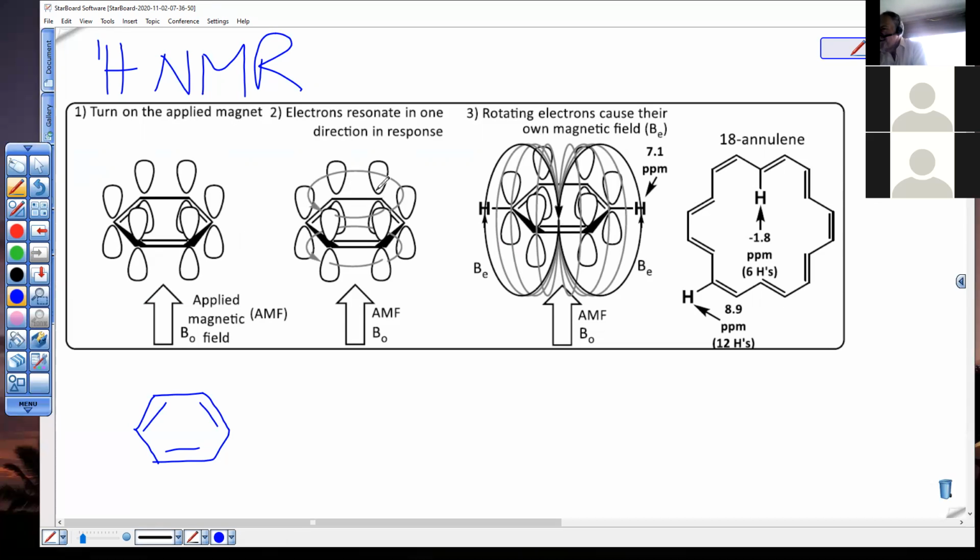These rotating electrons cause this magnetic field, and it comes out the bottom of the benzene, this magnetic field, and it comes around. There's one of the field loops. There's another field loop. And this field loop intercepts this hydrogen. And when it comes to the hydrogen, what direction is it pointing? It's pointing the same direction as the applied magnetic field. So it's adding to the strength of the applied magnetic field.